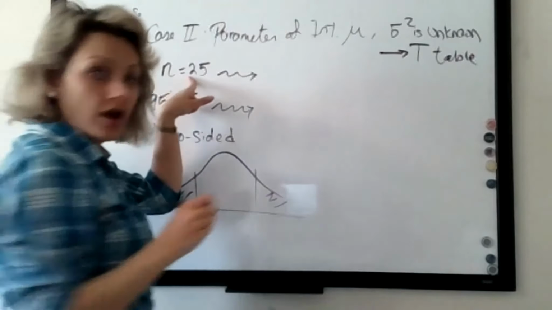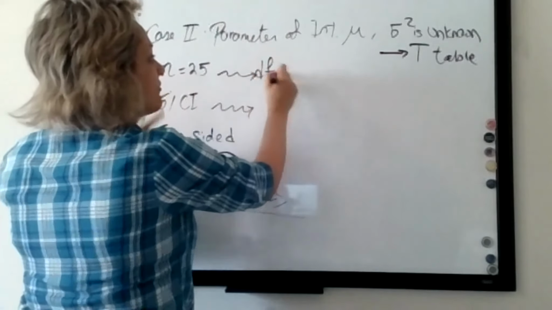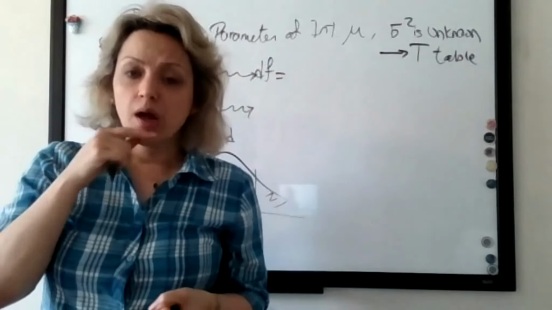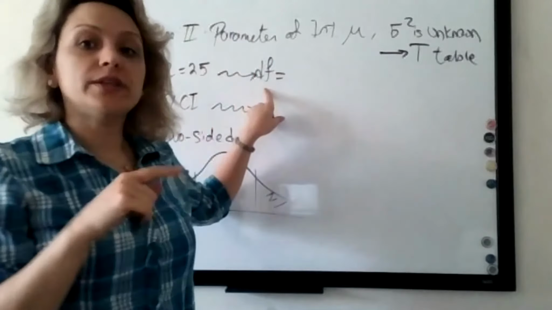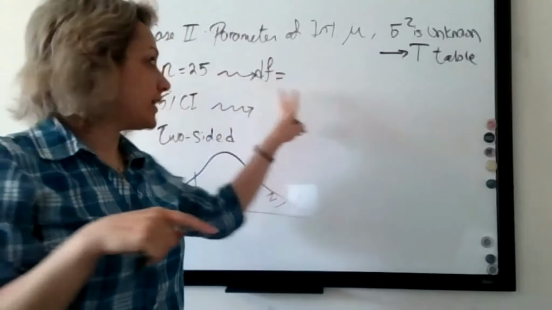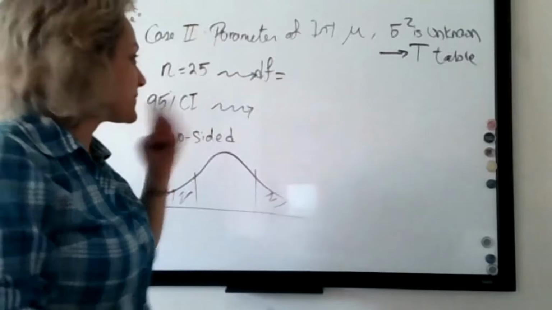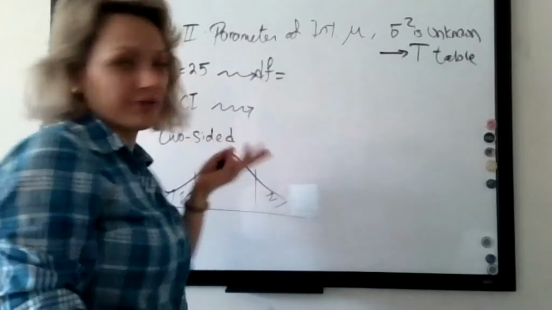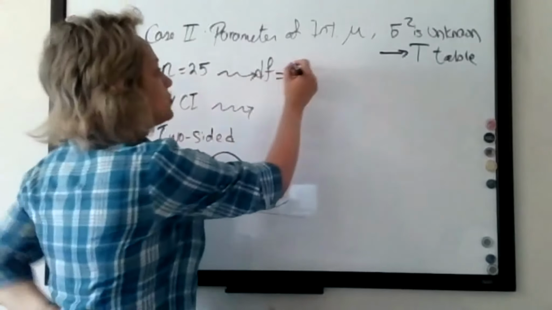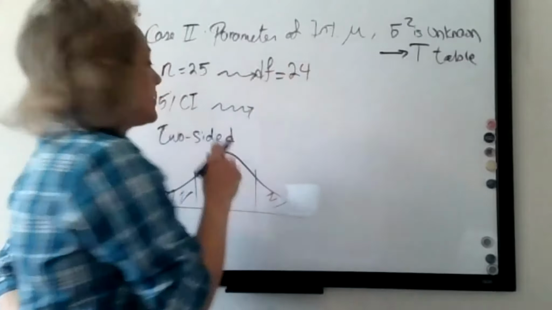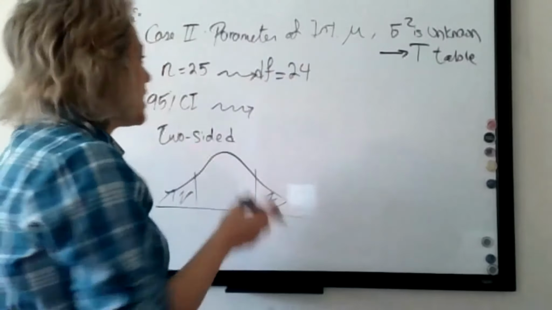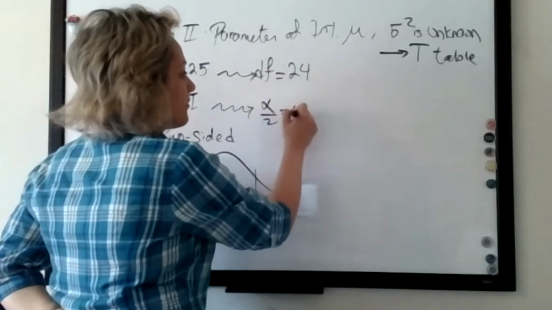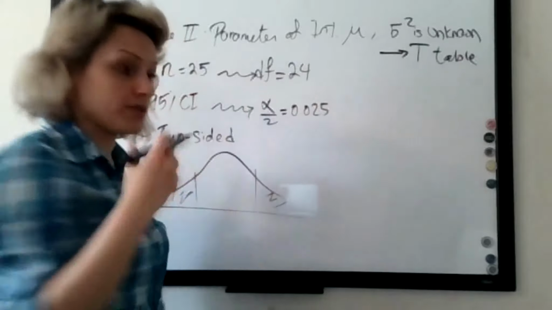N is equal to 25, so the degree of freedom, you can show it by K. In the Montgomery book, they show it by nu. I always use DOF or DF because when you look at it, it's like degree of freedom, so it's easier for me to remember. So the degree of freedom here is going to be 24. We said n minus 1 in these cases. And then for the 95% confidence interval, alpha is going to be 5%, and half of alpha is going to be 0.025.